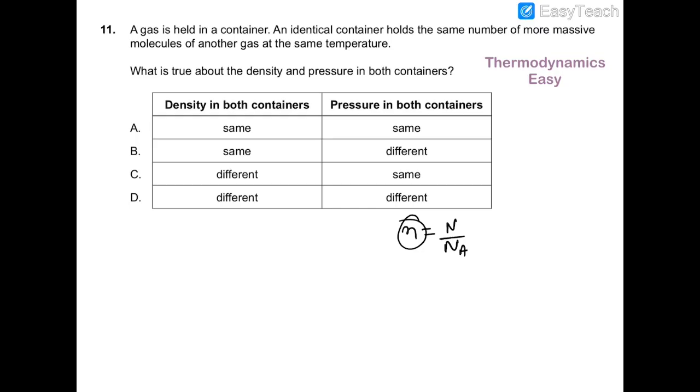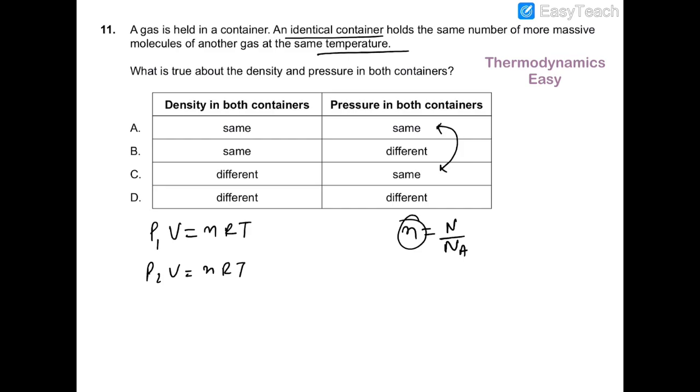Okay, and temperature is also the same and volume is also the same. So PV = nRT: P1 V = nRT and P2 V = nRT. Now you can see that if volume is the same because the containers are identical, and temperature is the same, and the number of moles is the same, then we can say that the pressures P1 and P2 will be the same. So pressure in both containers will be the same. So these could be the correct answers.